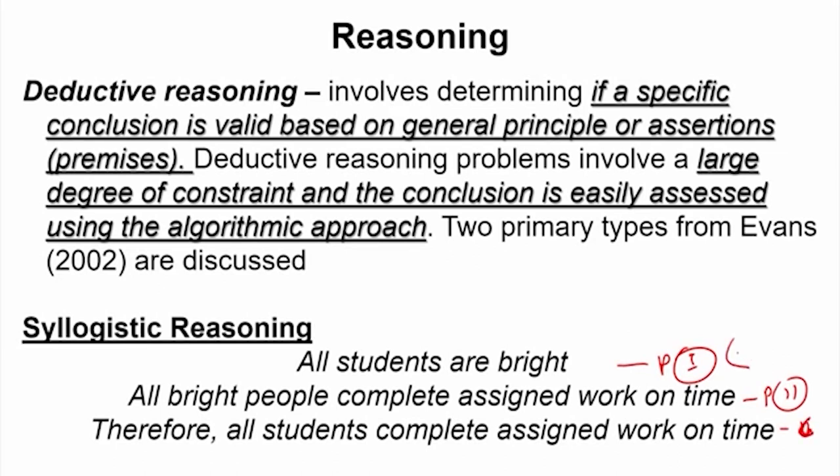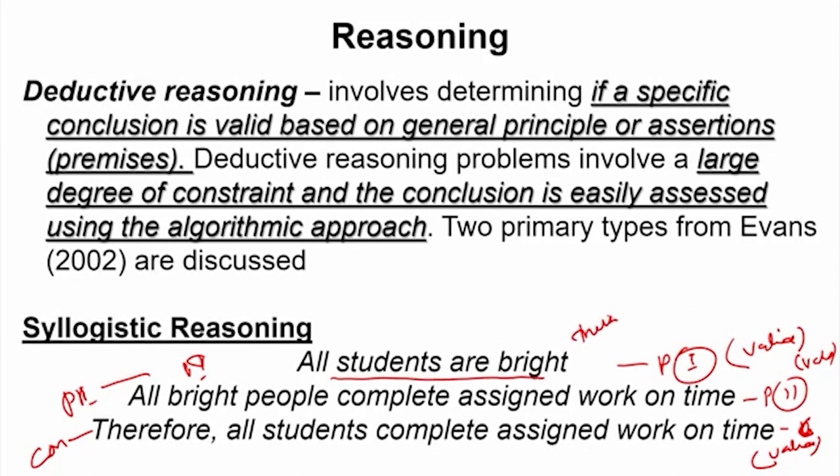Premise 1, I will say this is valid, right? And then I will say this is valid, and then what I have to do is reason whether the conclusion that I draw from these two valid premises, premise 1 and premise 2, is valid or not. Now, let me explain to you. All students are bright. If I look at the truth value of this, it may not be true, because all students are not bright, and we all know that, right?